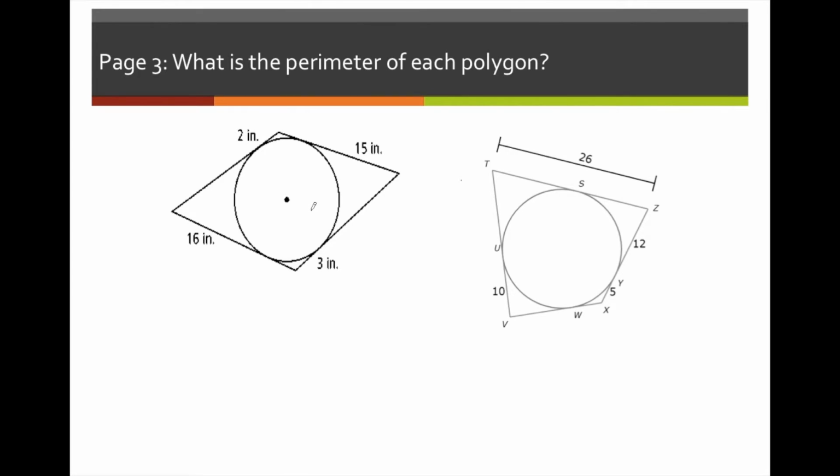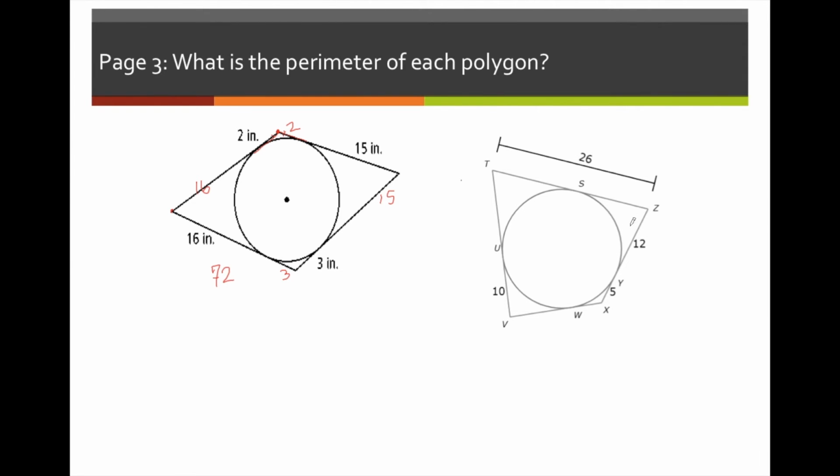Right, on to polygons. So we know that if from a point you draw these tangents, they're equidistant. So I know this is 2, 15, this is 3, this has to be 16. So once you go through and add all those up, you get 72.